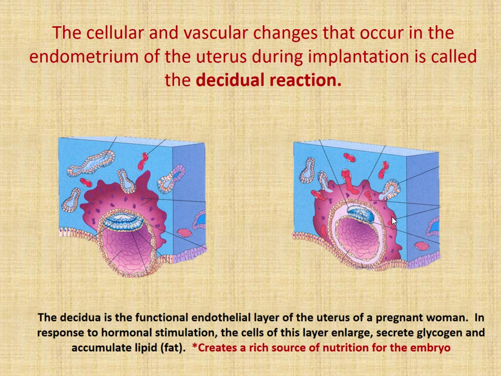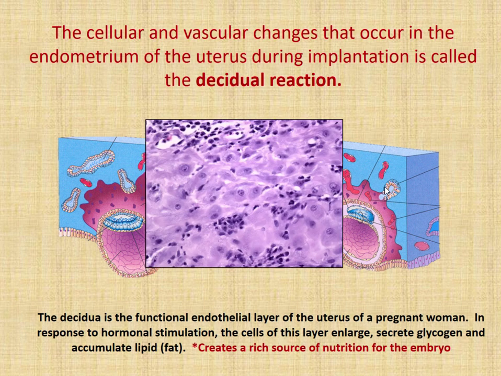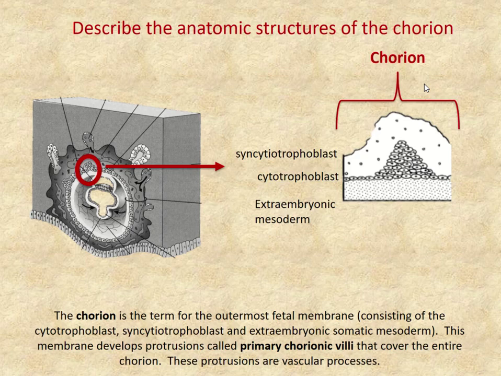And so everything sort of runs together, and you also get some enlargement of the cells in the glands. They get large. I actually have a picture of them here, and they secrete a lot of glycogen and accumulate a lot of lipids, and that's why the cells look so big and full. And so these are decidual cells, and that is the uterus trying to give nutrients to the developing embryo.